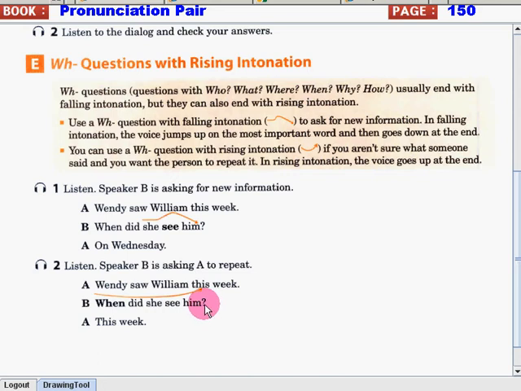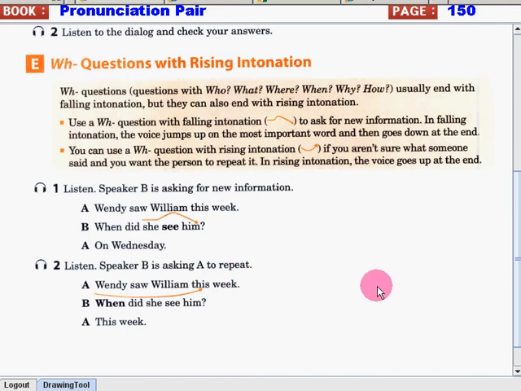Now, let's go back to speaker letter B. Notice that in this question, the way she asked the question to letter A, it's just like she is asking to repeat it. So guys, one more time, let's take a look at this. When did she see him? Notice that from the word when up to the last word him, the intonation went up.